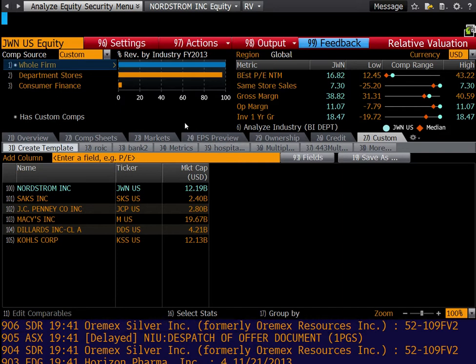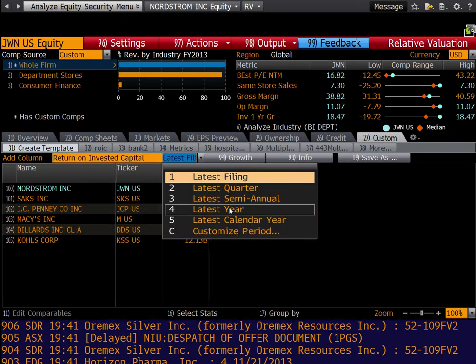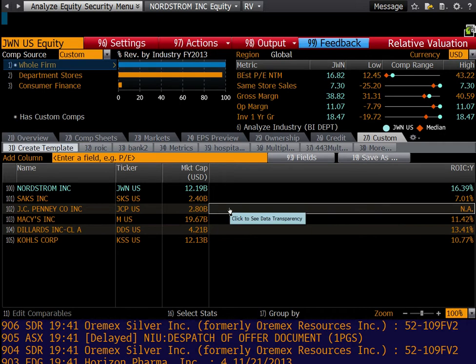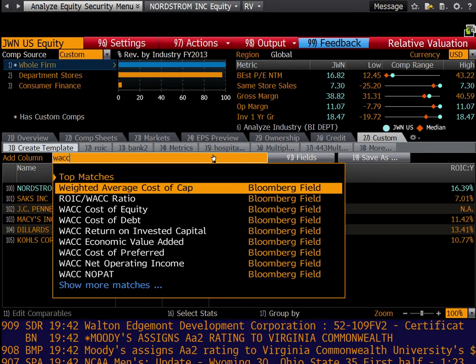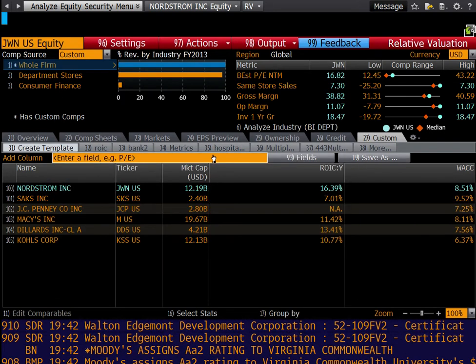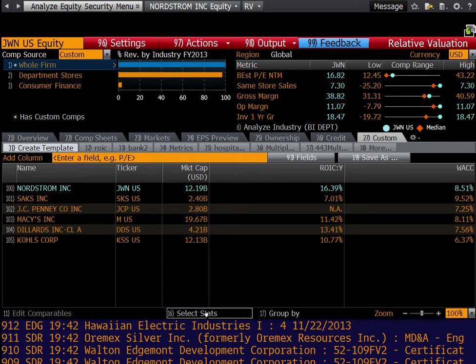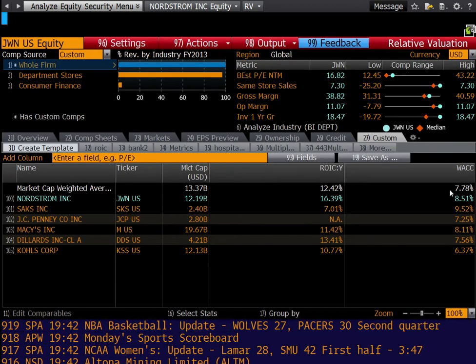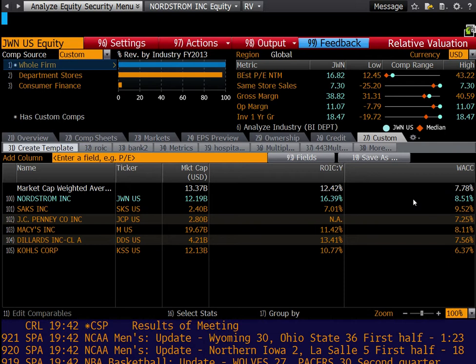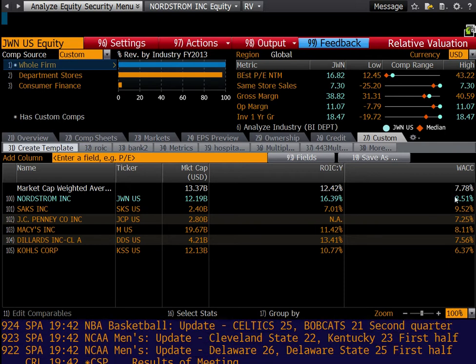So for example, ROIC, based on the latest year. There's the ROIC for all those companies based on the latest year. Weighted average cost of capital. There's the weighted average cost of capital. Select stats. Market cap weighted average. There's the industry ROIC. There's the industry WACC. Right? We'd already talked about that in a previous class.